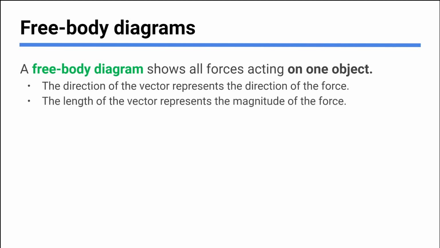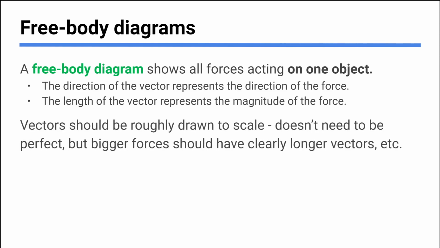So we're going to draw the forces as vectors, which means we're going to be drawing some arrows. The direction of the vector, the arrow that we draw, shows which way the force is pushing or pulling, and the length represents the magnitude of the force. So a longer arrow means a larger force. You want to do your best to roughly draw these to scale. It doesn't need to be perfect. If one force is definitely bigger than the other, the arrow should be obviously longer, but you don't have to worry about measuring them exactly and making this arrow 1.7 times the size of the other arrow or something like that.